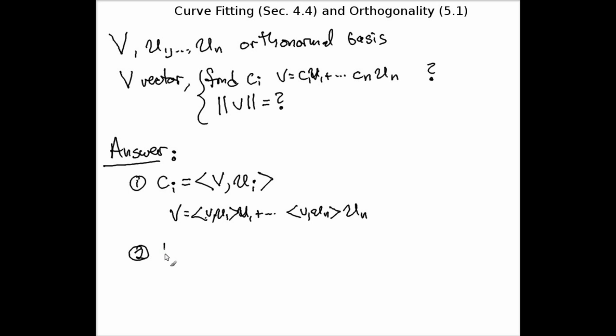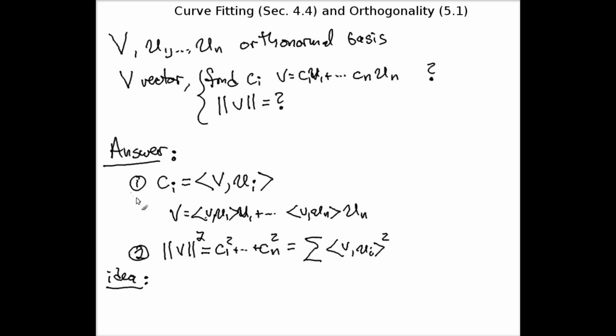And the second thing is that the length of V is simply, well, let me write the length squared, the sum of the squares of the CIs. Which is to say, I'll just write it in another form, it's the sum of the V UI squareds. And let me just tell you briefly why this is true. Let's look at one. Why is this true?